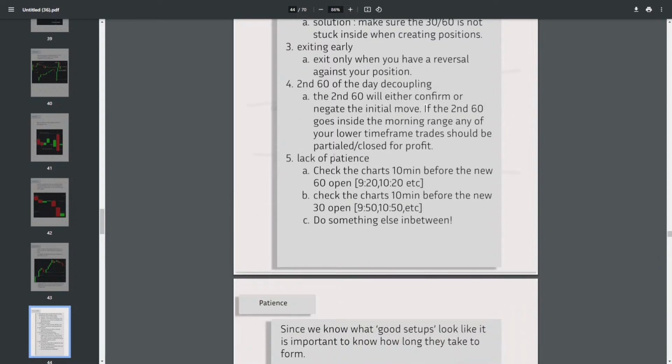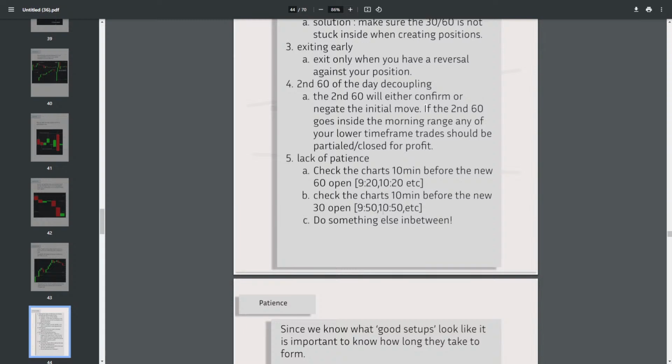The fifth thing is lack of patience, and this is solved by checking the chart at the correct times. So if you're a 60 gapper trader, a 30 gapper trader, or both, ideally, what you want to do is check the charts 10 minutes before the new 60 open, identifying actionable signals. Because if it's a 60 inside bar, that's going to take us 60 minutes to set up. So if you look at it 10 minutes before the new 60, you will see that signal forming, and you'll know exactly what you're meant to do based on your continuity, and if it's a gap sell or gap buy or kicking pattern, whatever it may be.